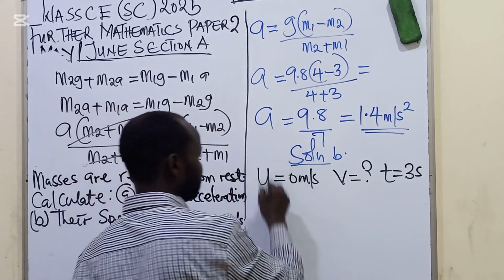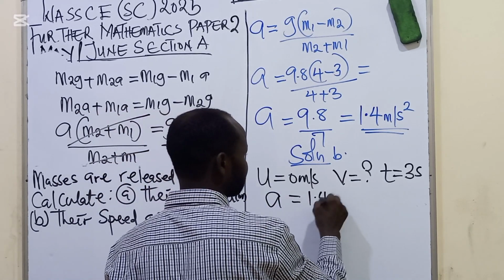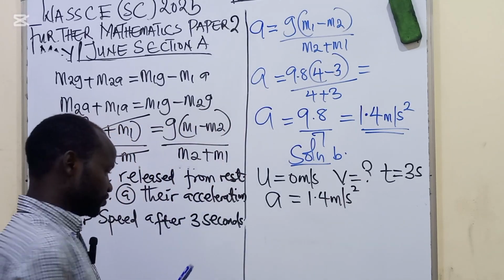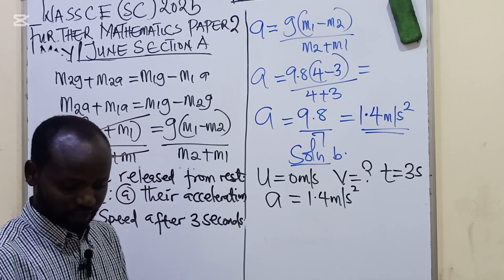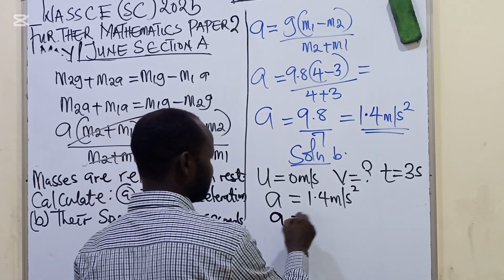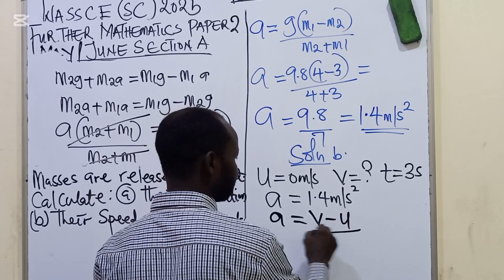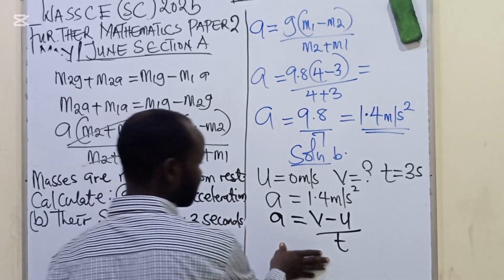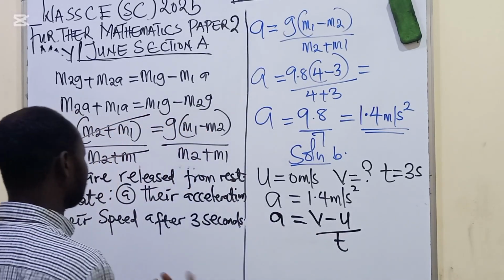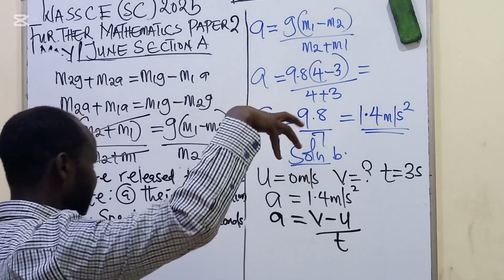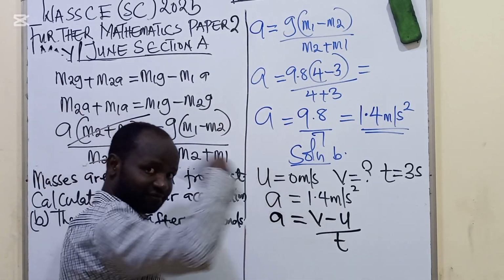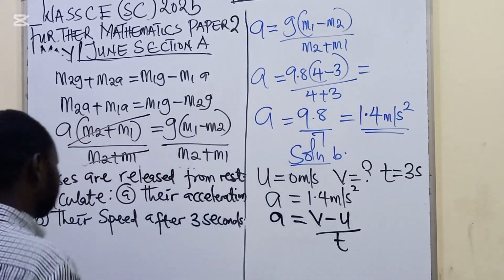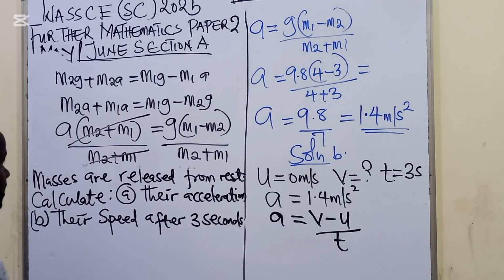Then the acceleration a is given as 1.4 meter per second squared. Remember, acceleration is nothing but change in velocity with respect to time. So I can say a equals (v minus u) divided by t. That's from Newton's law of motion, that's the equation of motion now. So this is the formula we are going to use. As I said, since the masses are released from rest, it means initial velocity will be 0 meter per second. So let's find v. Now we're looking for the final velocity. After 3 seconds, what will be their final velocity?